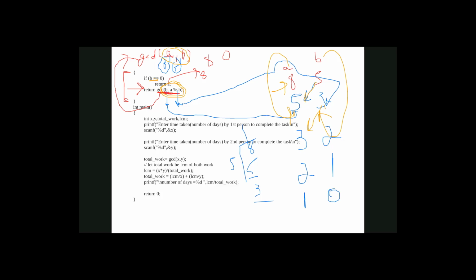So when the remainder is 0, we return A. So this A will be returned, and the answer will be 1. So the GCD of 8 and 5 is 1, because 8 is 1 multiplied by 2 multiplied by 4, and 5 is 1 multiplied by 5. So what is common between 8 and 5? This 1 is common, so we get 1 as the answer. With the same process, we are getting 1 as the answer.